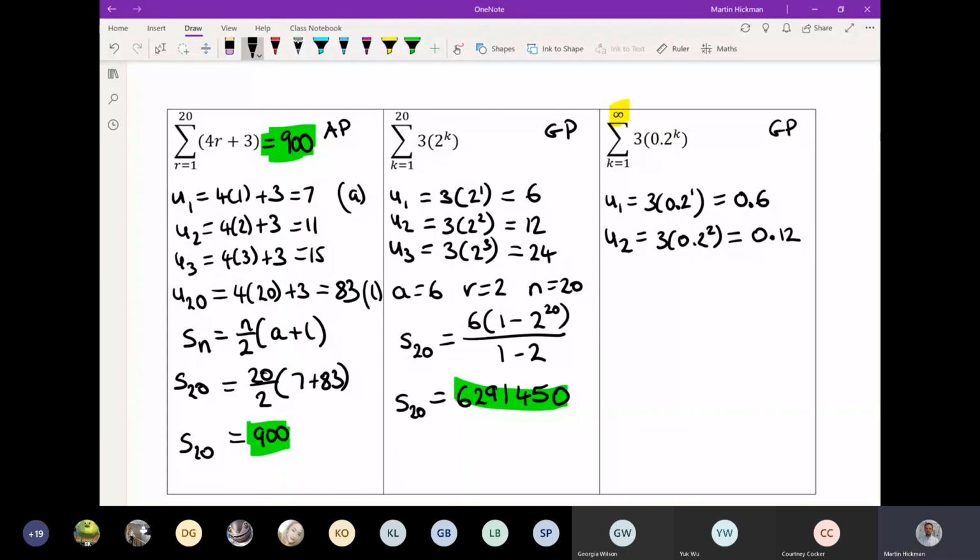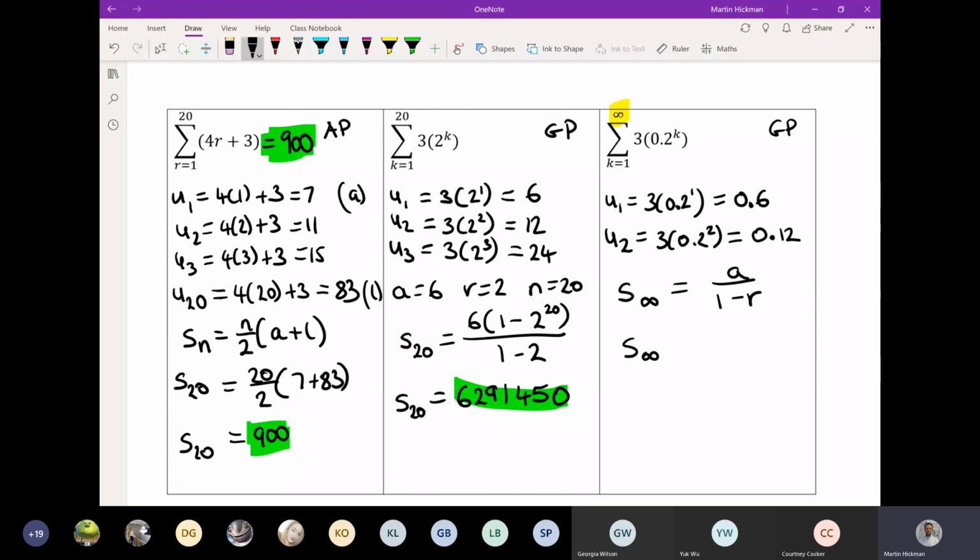And I believe this is where you would struggle doing it on your calculator. I guess you could just put in a large number instead, and it probably will converge to that. But this is where it does help to do it without the calculator. So we want the sum to infinity. We want to remember that this is the formula that we need to use.